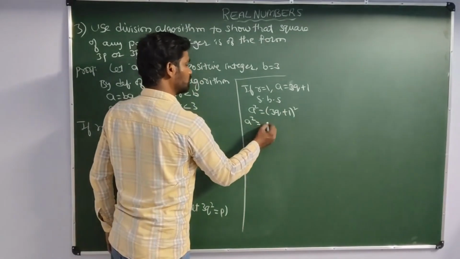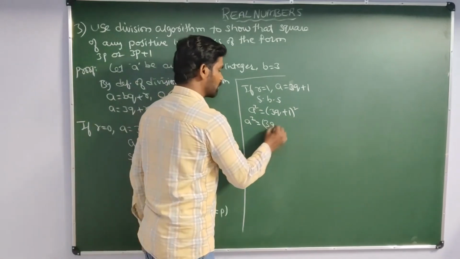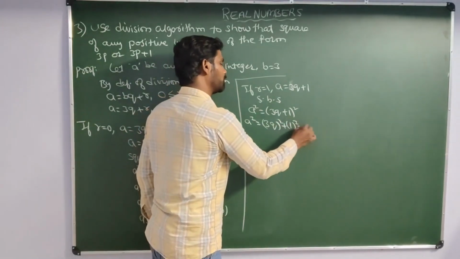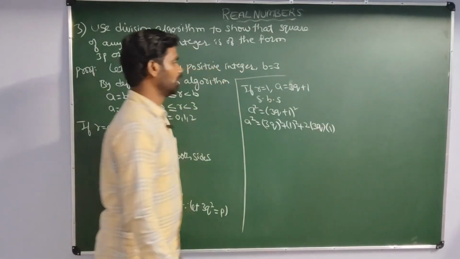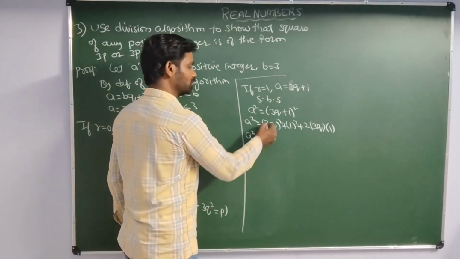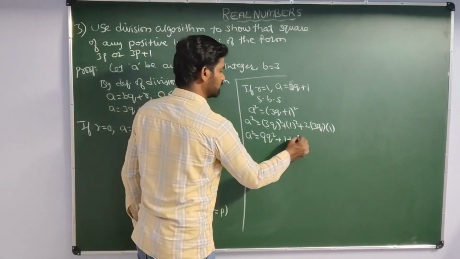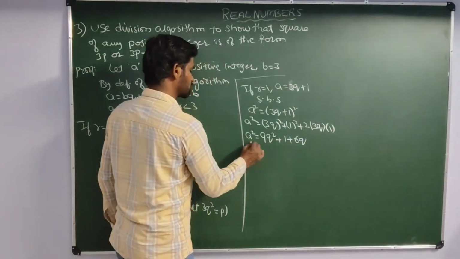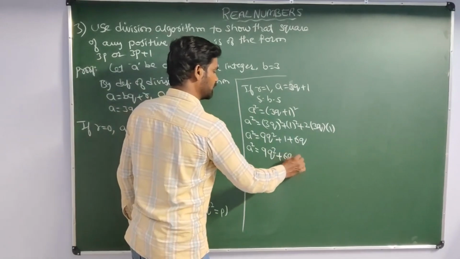a square is equal to, what is (a plus b) whole square? a square plus b square plus 2ab. That is the a plus b whole square formula. So a square is equal to 3 square is 9q square plus 1 plus 2 times 3 is 6q. So a square is equal to 9q square plus 6q plus 1.